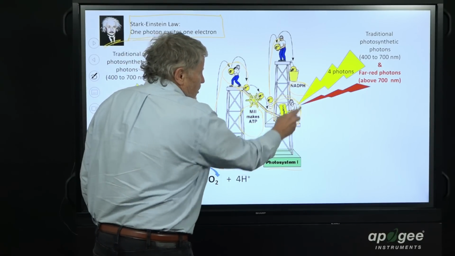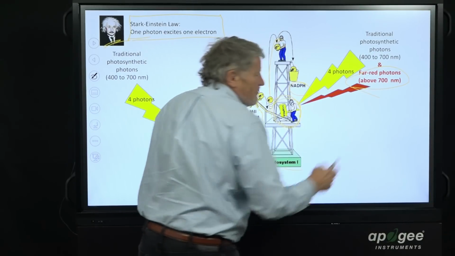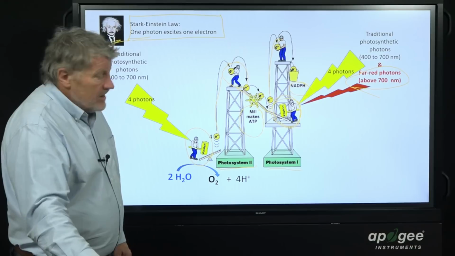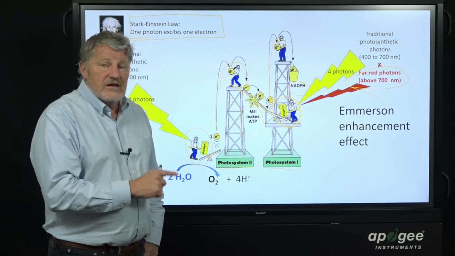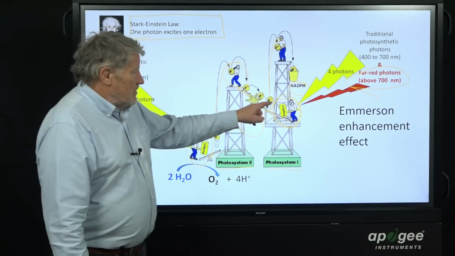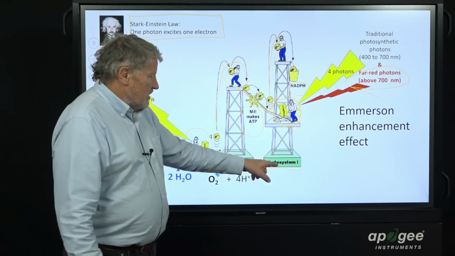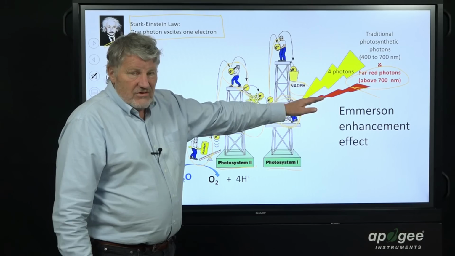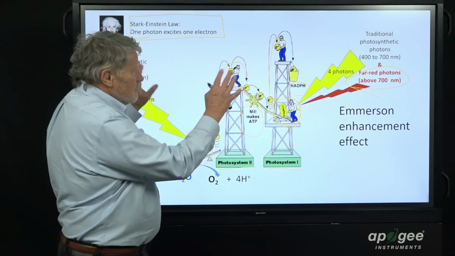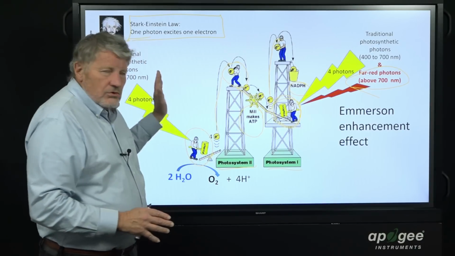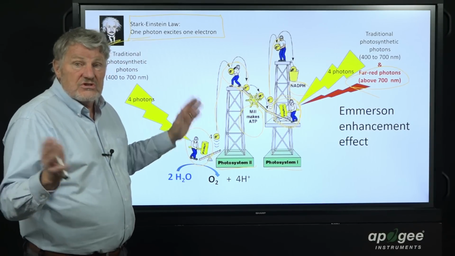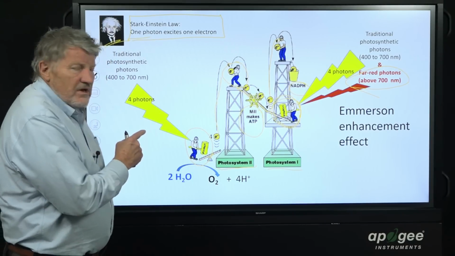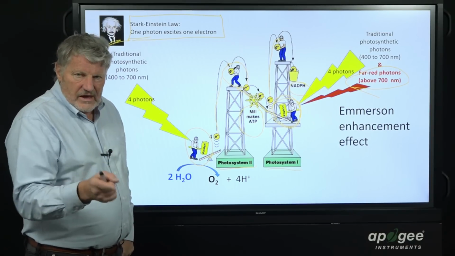This guy over here can be excited with far-red photons. We've known that for 50 years, and that is called the Emerson enhancement effect. These photons can excite electrons in photosystem 1. And in fact, if you don't have any far-red photons, these 2 photosystems that run in closely synchronized process can get out of balance. So this is the theory that underlies this.